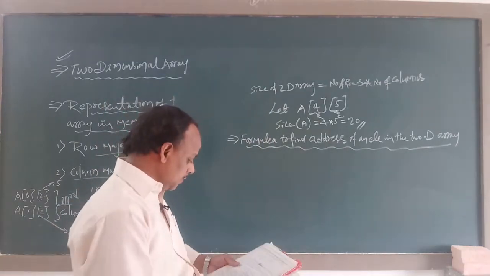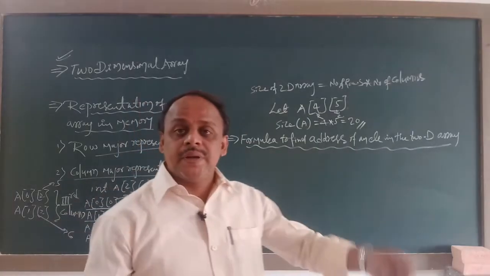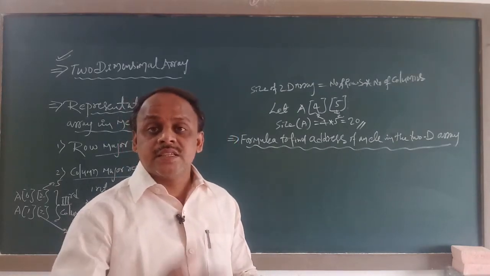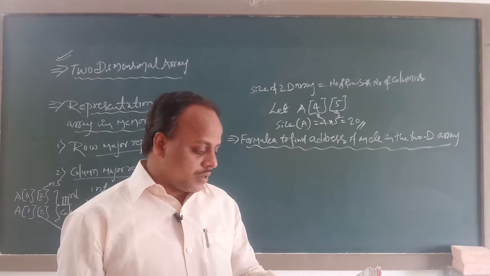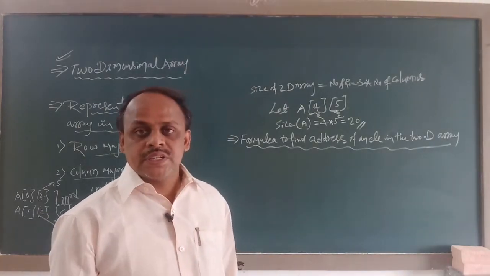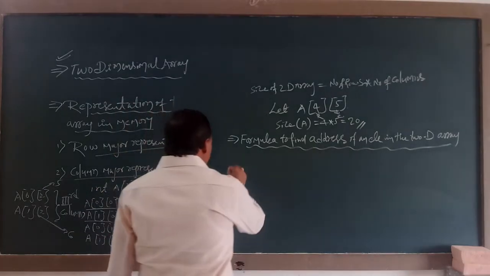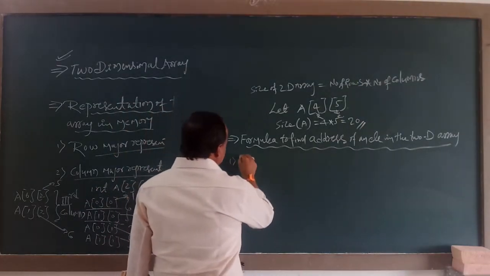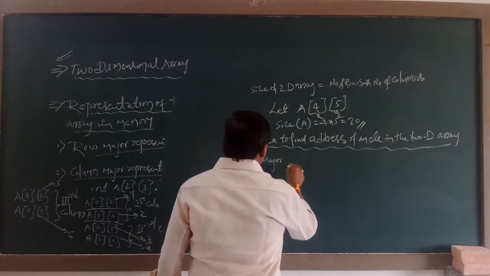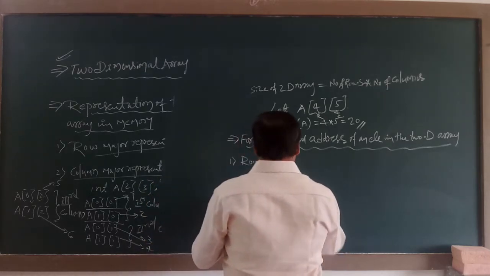So it is possible to find the address of an element in a two-dimensional array in 2 ways, that is in row major order representation as well as column major order representation. So for this we have 2 formulas. First one, row major order.